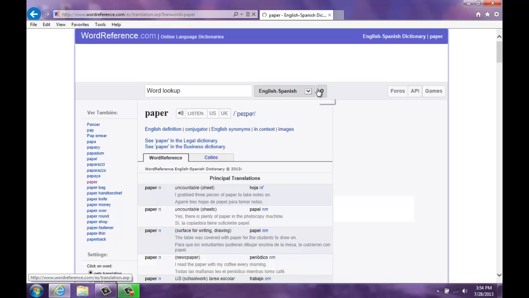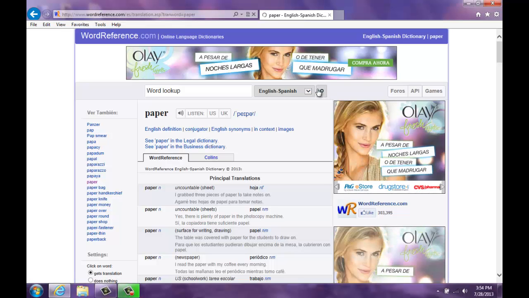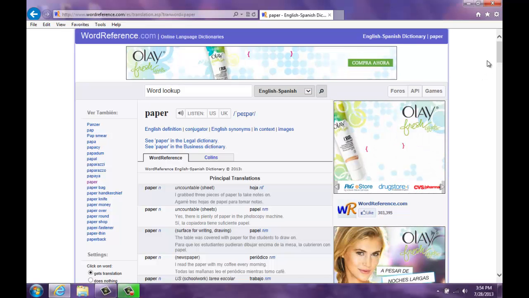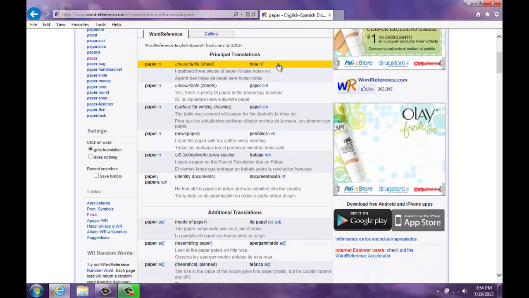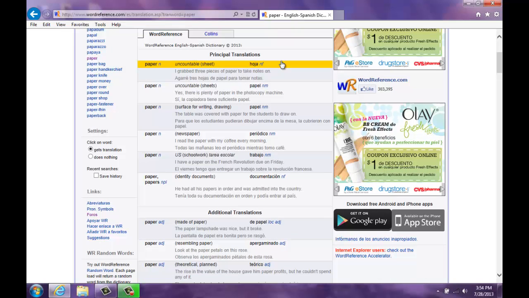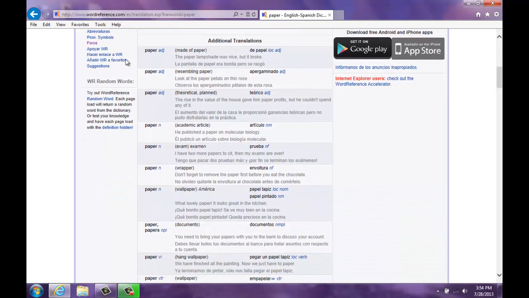Once the entry pulls up, you can see that there's a lot of different ways that you can use the word paper based upon context. For example, if you need to use the word as a sheet of paper, you could say hoja. But if you need to use it as the word for a newspaper, it would be periódico. Or even still, if you were trying to translate an identity document type of paper, you would use the word documentación.